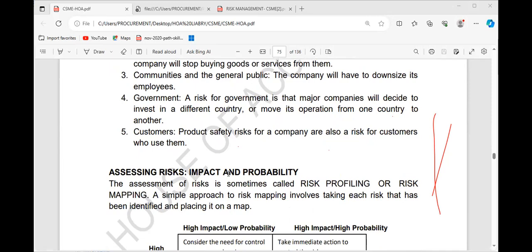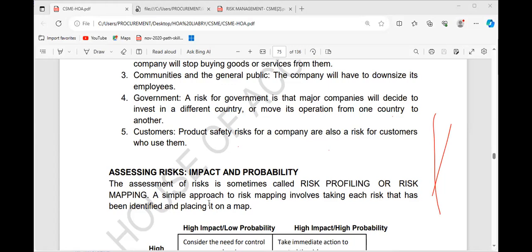We have been able to identify risk, that these are the things that are going to happen. Then we are now going to look at it. What is the probability of happening? And what is the impact? What damage is it going to bring to the organization as a whole? So the assessment of risk is sometimes called risk profiling or risk mapping.